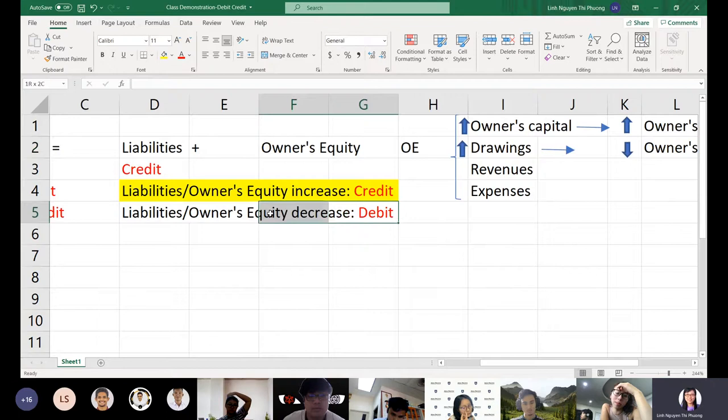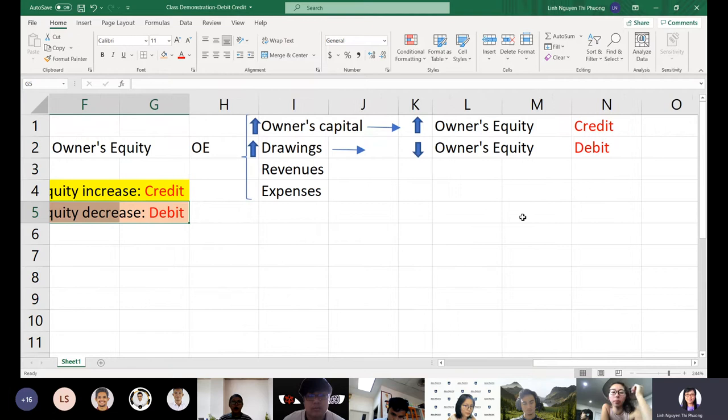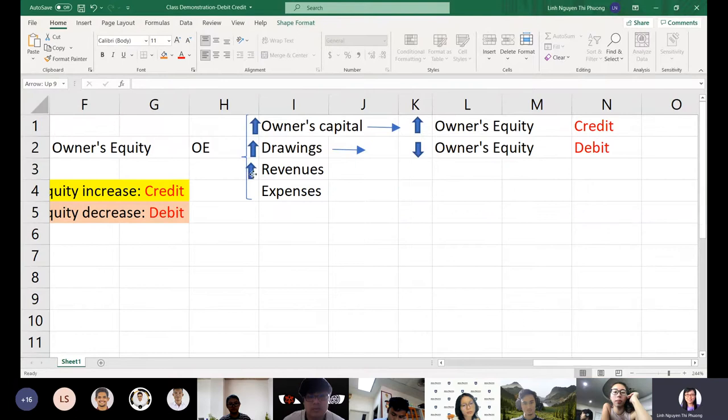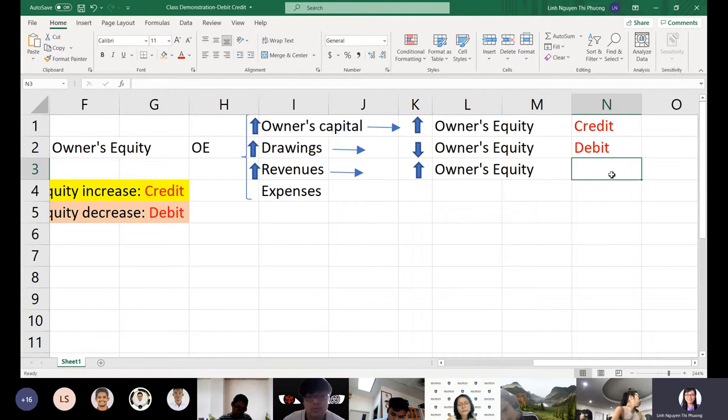Okay. What happened to revenues? When we increase the revenues, what happened to owner equity? Increase. Good, it's increase. So when owner equity increase, can you tell me we should debit or credit? We should credit, very good.